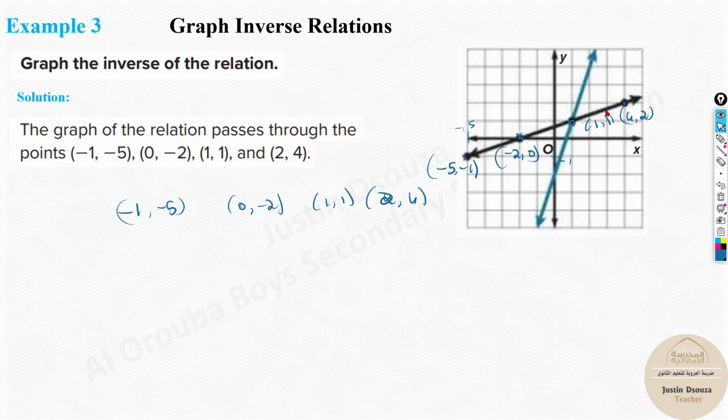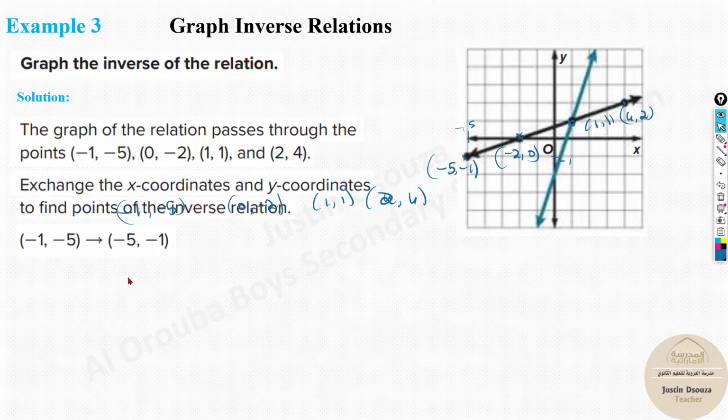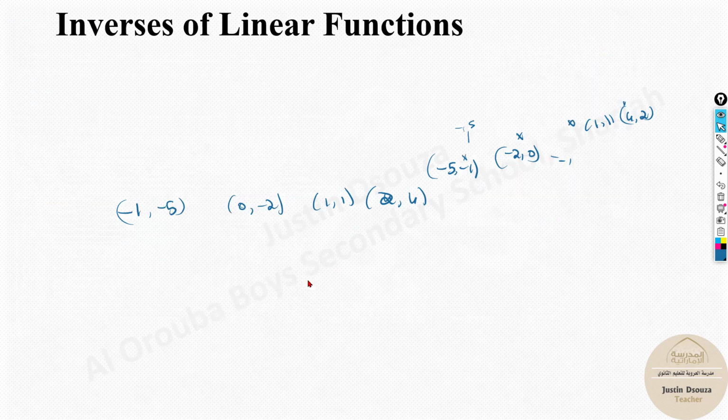And lastly, we have 2 and 4. This is the given graph. Now, you just find the inverse. Swap them, which I've written over here. That's the inverse. So -1 comma -5 becomes -5 comma -1 and so on. So this is the inverse.